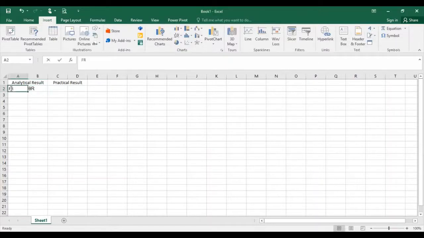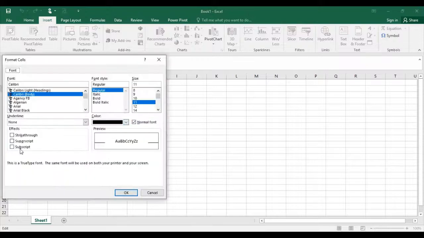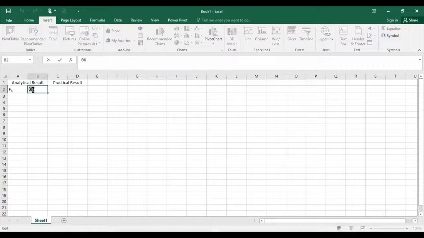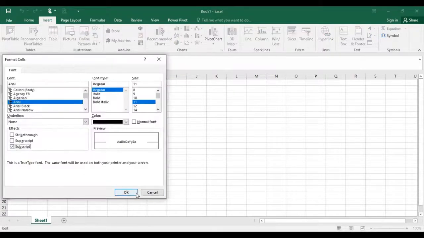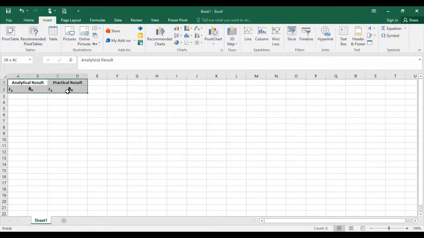Then you have to select this R and go into the format cells options and make it subscript. Okay, done. Now let me copy it and paste it here, because we will consider both the values. And now I am going to make it bold. I want to represent it very well and make it into the center.